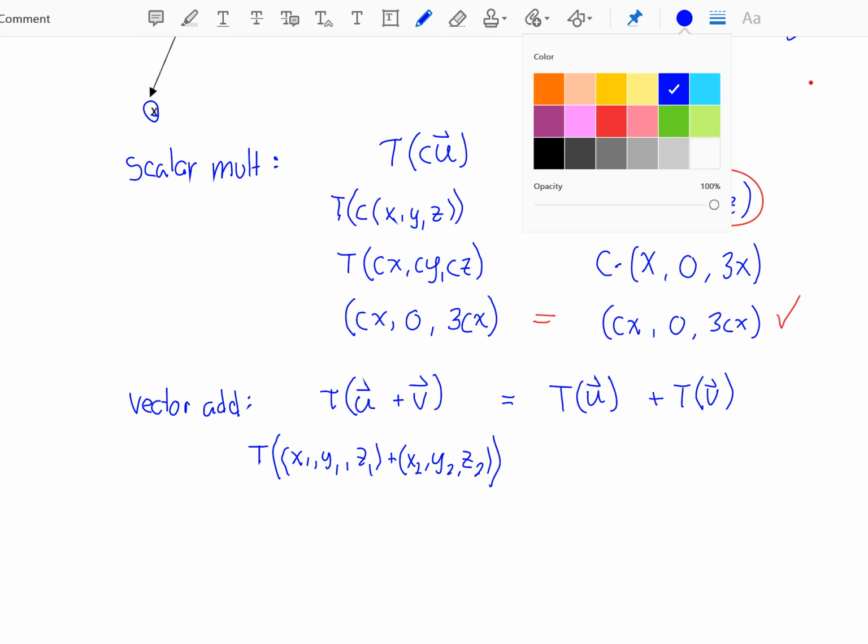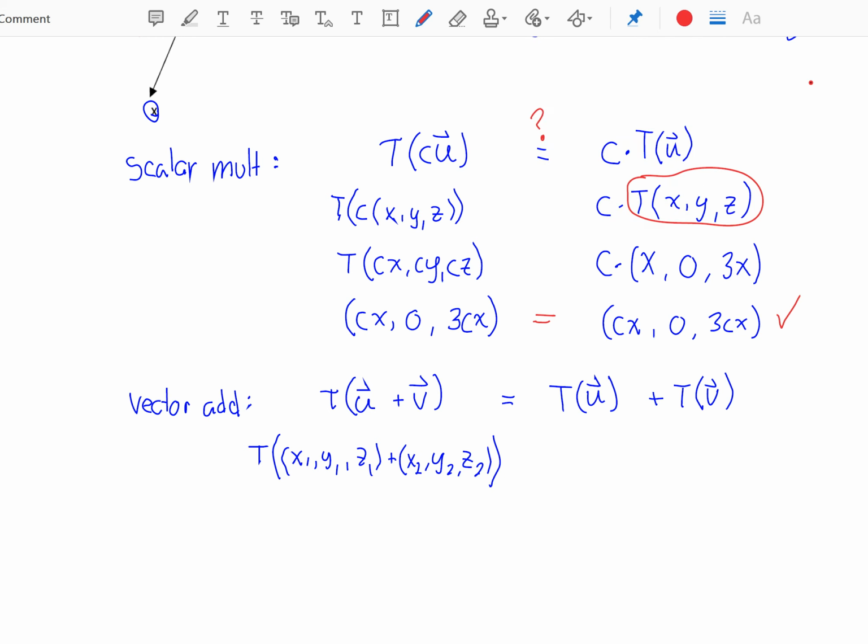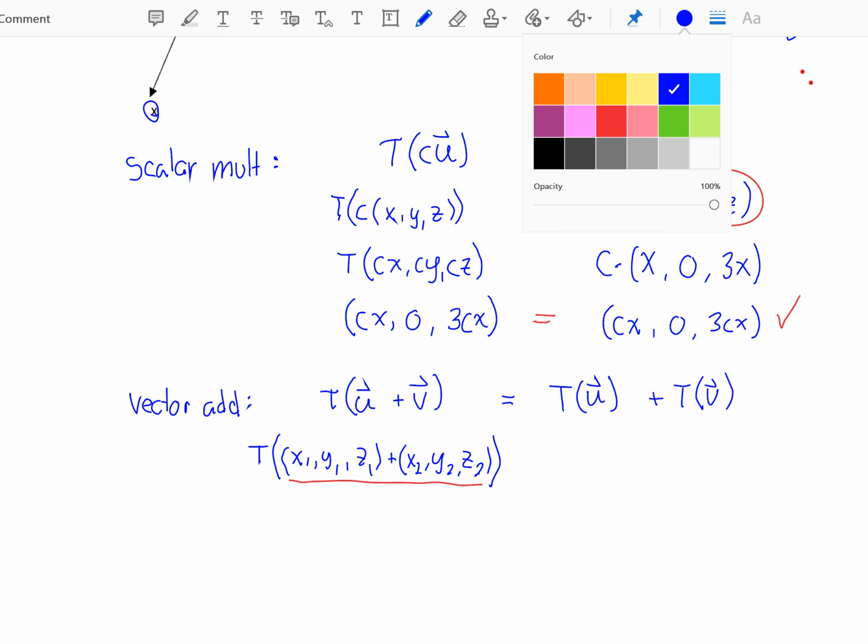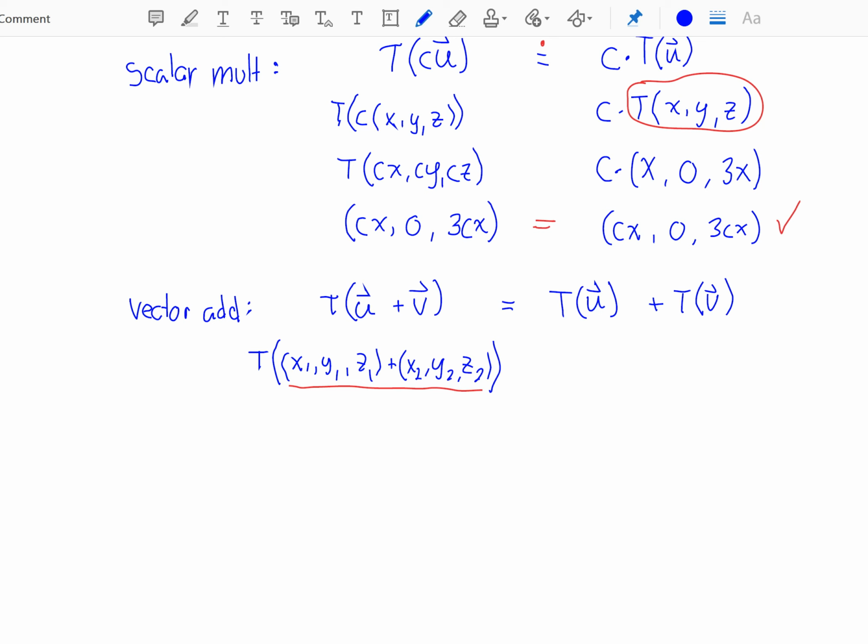Now, T does not act on the sum of two vectors. T only acts on a single vector. So we must first add these two vectors together. Again, when adding vectors, you add their corresponding components. So T of x1 plus x2, y1 plus y2, z1 plus z2.